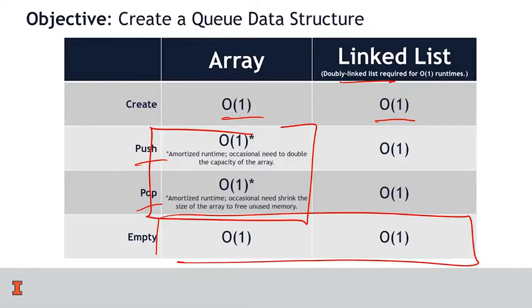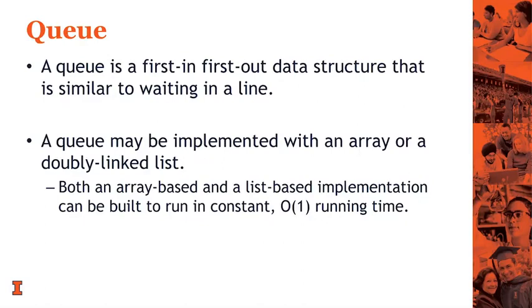So a queue is a first in, first out data structure that mimics waiting in a line. A queue may be implemented with either an array or a linked list, and by using wise implementation for both of these structures, we can build a queue that runs in constant O of 1 time. This is going to be a powerful data structure that we're going to use to manage a lot of things as we go forward in this class. The sister data structure to the queue is the stack, and I'll talk about that one in the next video. I'll see you there.